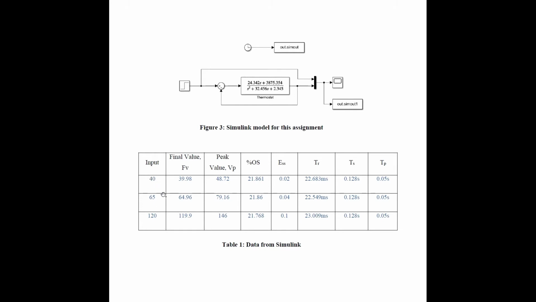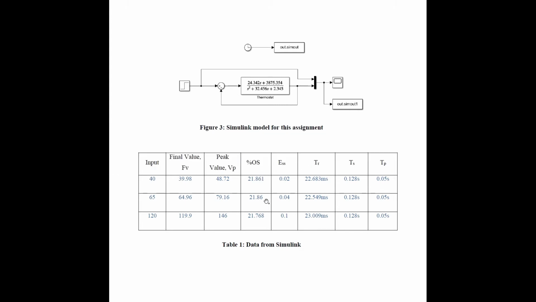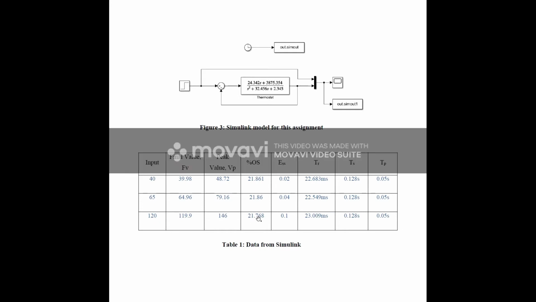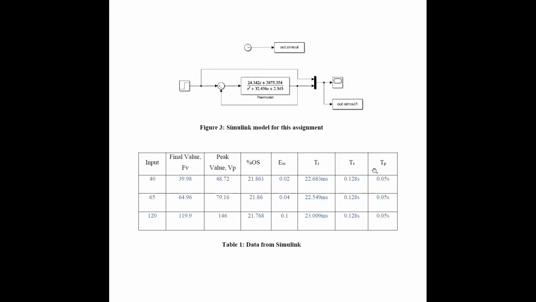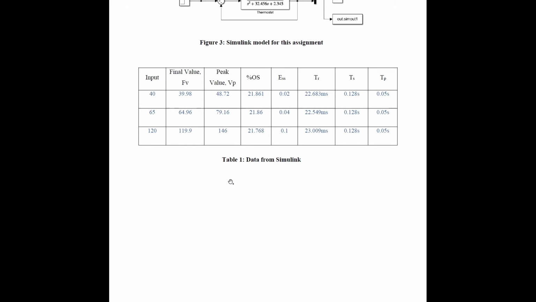the more the input increases, the final value also increases, and the peak value is also the same. Okay, for the overshoot percent, as we can see, the percentages are barely the same, but the input of 120 got the lesser percentage of overshoot, so that means the input of 120 is more stable. Okay, for the Ts, for the three inputs it is the same. Okay, so that's for the table.